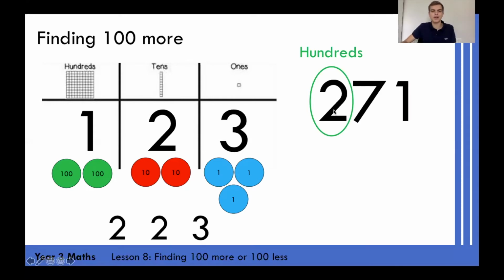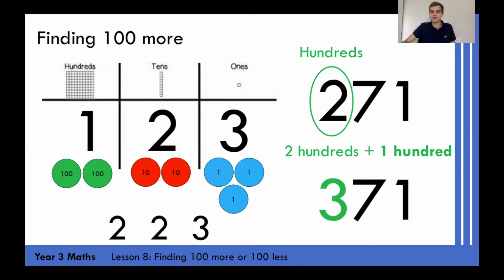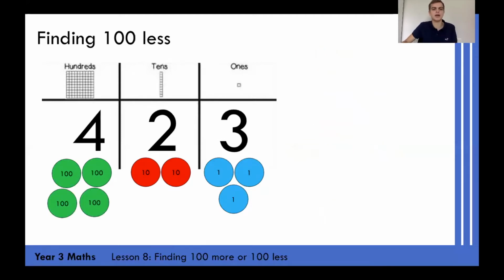I want to find 100 more. So I've got 200s already, and I'm going to add one more 100. 200s, add 100. How many hundreds would I have then? 200s, add one more 100, because I'm finding 100 more, 300. So my number is 371. 200s, add 100 is 300s. Well done.